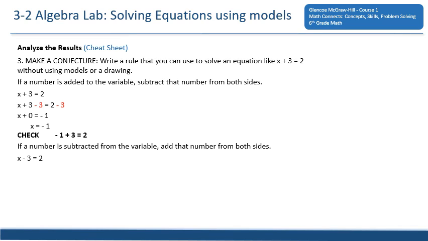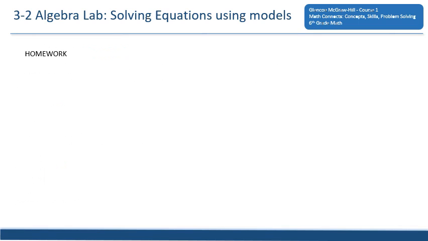And if a number is subtracting from the variable, add that number to both sides. So x minus 3 equals 2, so that's a subtraction problem. So to get x all by itself, we have to add 3 to the left, which means we'll have to add 3 to the right. So we get x minus 3 plus 3 equals 2 plus 3. And if we do the math, -3 plus 3 equals 0, and 2 plus 3 equals 5. So we get x equals 5. And if we check by plugging 5 in for x into our original equation, we get 5 minus 3 equals 2. So that is also correct.